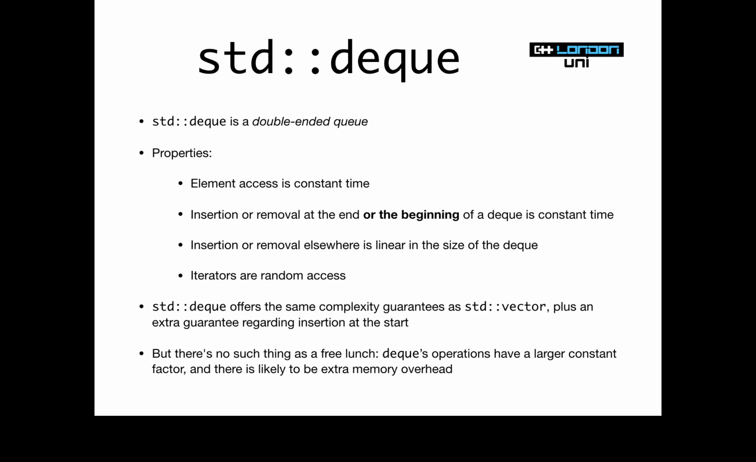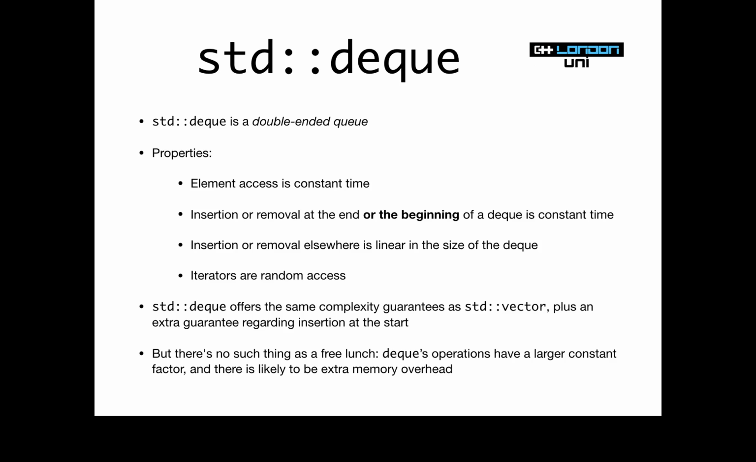And the answer is, unfortunately, there's no such thing as a free lunch. This facility of being able to add things at the beginning in constant time has a cost. And the cost is that it takes fractionally longer to access element 50 than it does to access element 50 of a vector. It's not a very big cost, but it's there. In fact, pretty much all of the operations on a deque are just very slightly slower than they are for a vector. Why is that?